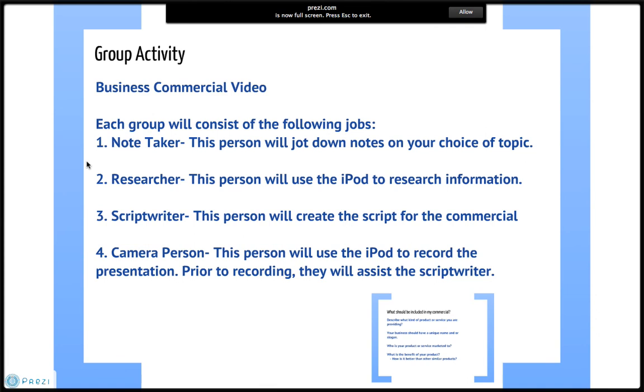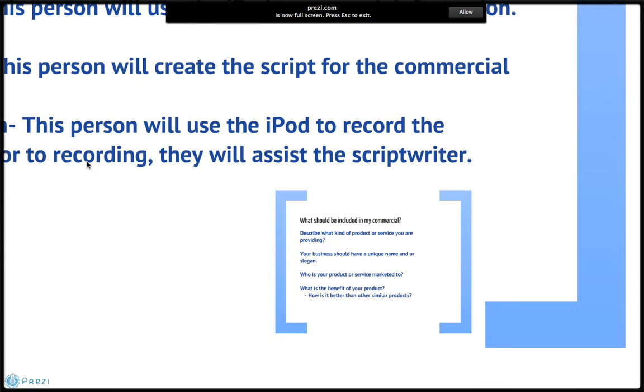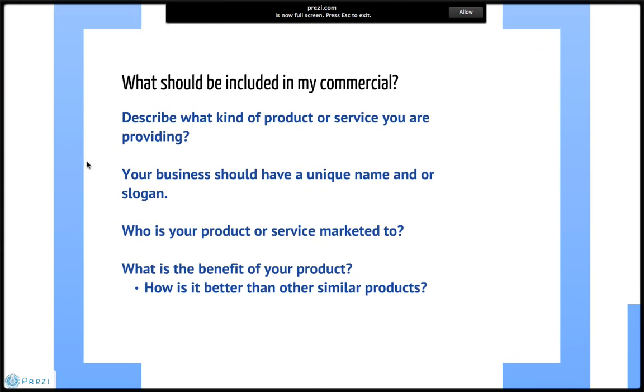All right, this is a group activity that I just kind of want you to take a look at. We'll work on this in class, and I will explain more about it then. We're going to create a commercial, and we'll go over this in class, like I said.